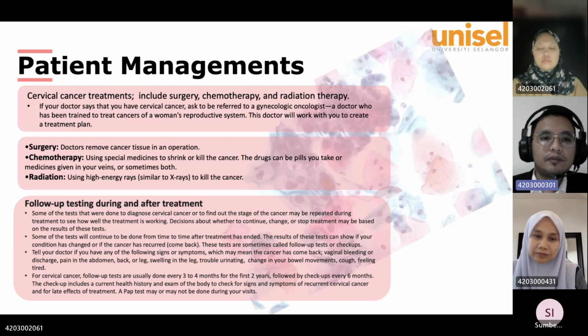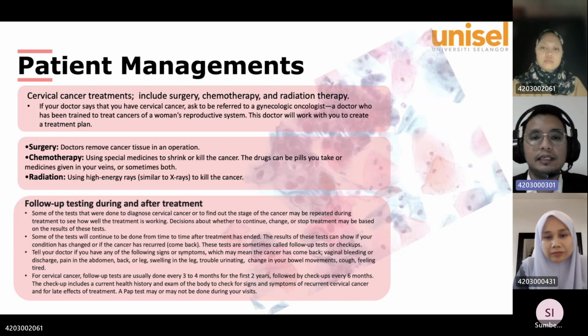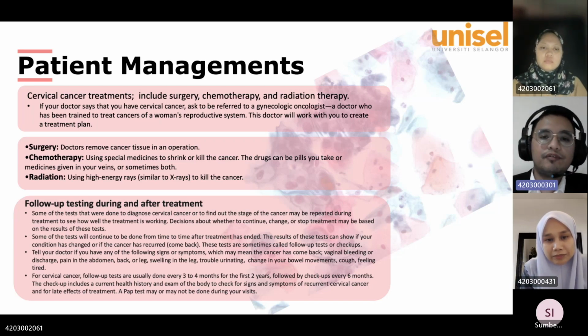The second one is chemotherapy. Chemotherapy is a type of treatment that uses drugs to kill cancer throughout the body. It may be administered before or after surgery or in combination with radiation therapy. Chemotherapy is often recommended for advanced stages of adenocarcinoma of the cervix or when there is a risk of the cancer spreading beyond the cervix.